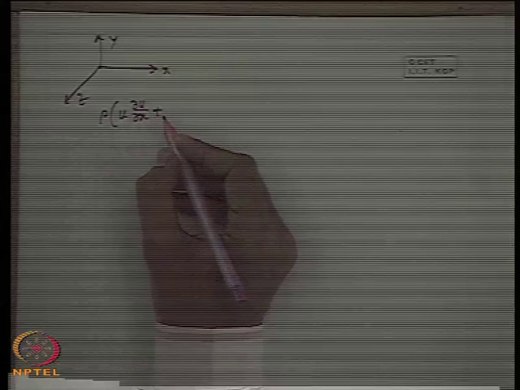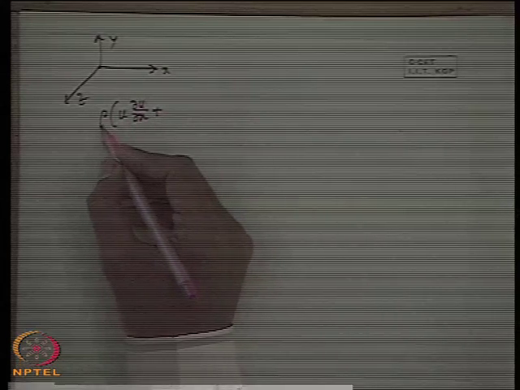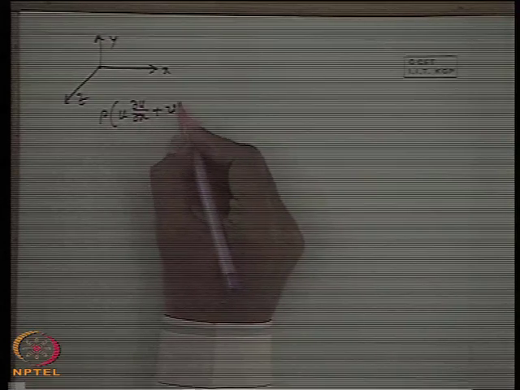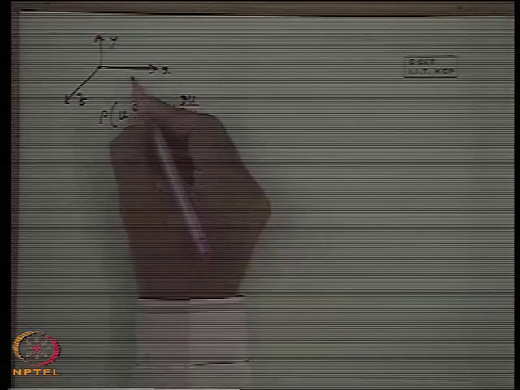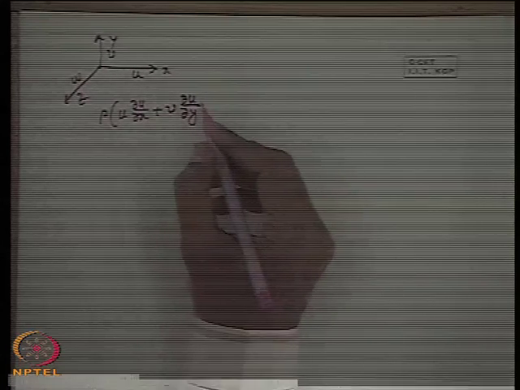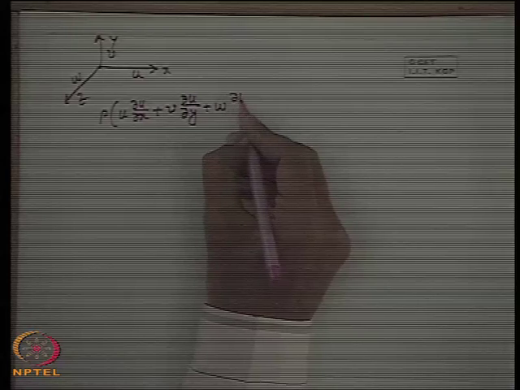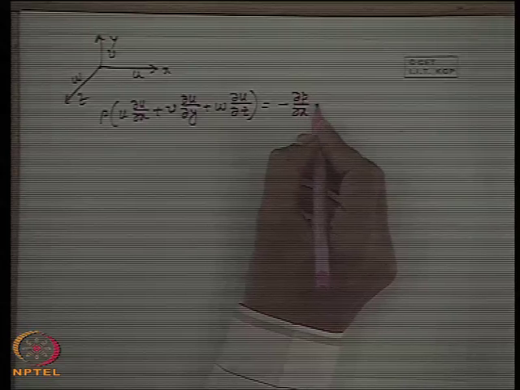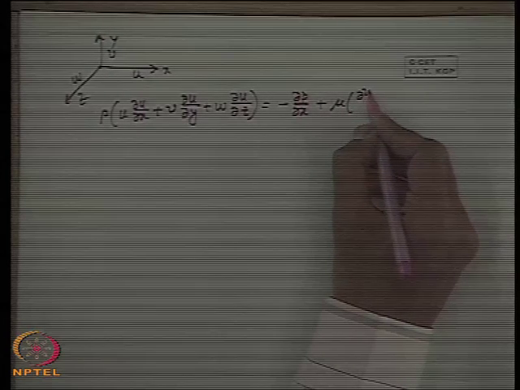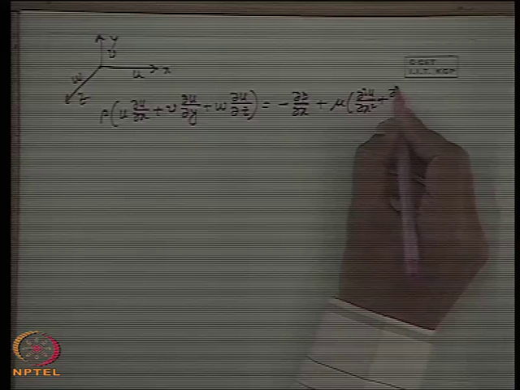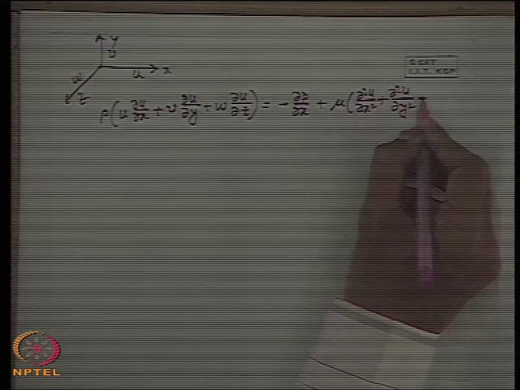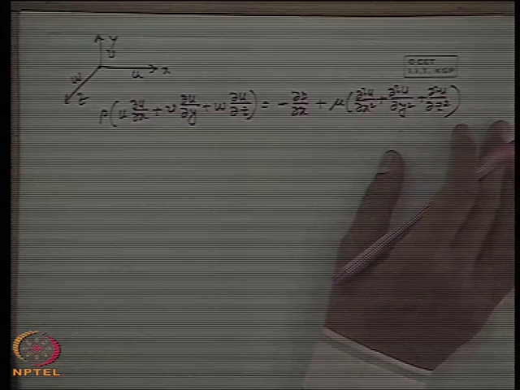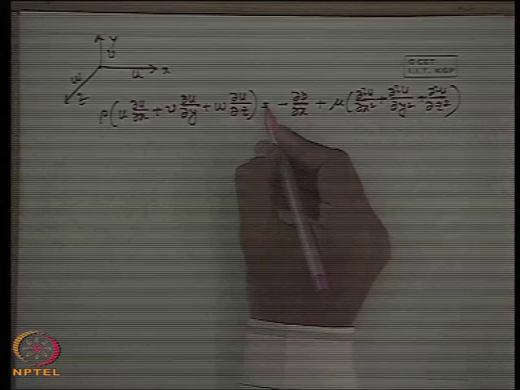The left hand side is the inertia force per unit volume, that is, the acceleration times rho: rho times u del u del x plus v del u del y plus w del u del z, where u, v, w are the velocity components in x, y and z direction. This is equal to the pressure force, minus del p del x per unit volume, plus the viscous force mu times del square u del x square plus del square u del y square plus del square u del z square. The other term is there because of compressibility of the fluid, but for incompressible flow this is 0.